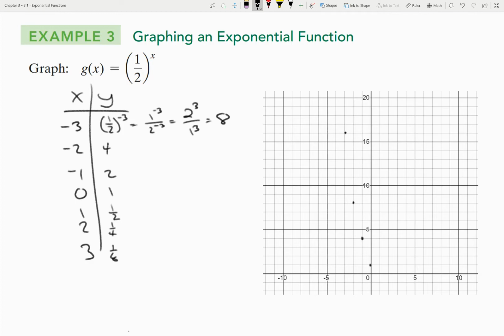-1, -2. Whoops. Okay, so a little off there. -1 is 2. Skip 1. There we go. 2, 4. -3 is 8. -4 is 16. Okay. Then as I go to the right, we get my slowly shrinking graph. Let's try to graph this with a nice smooth curve.